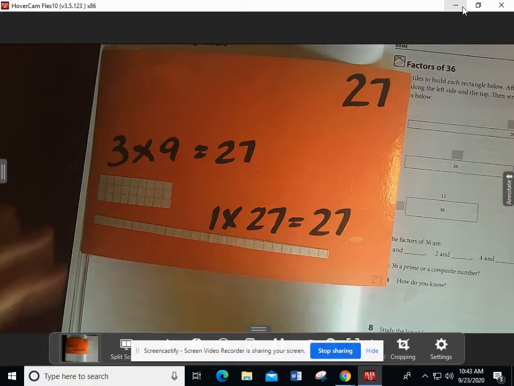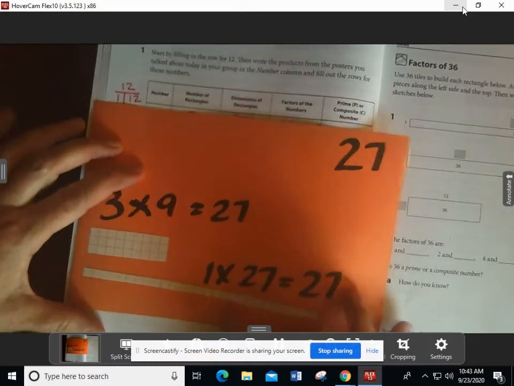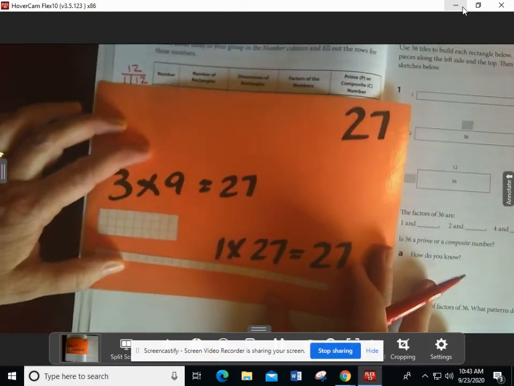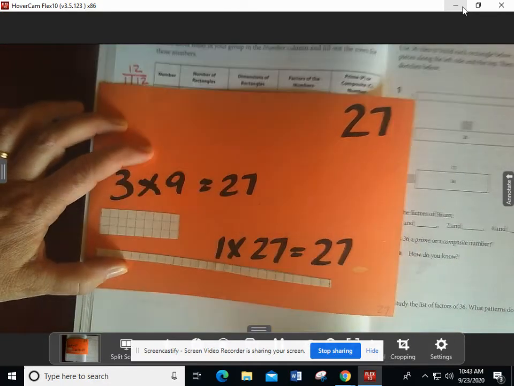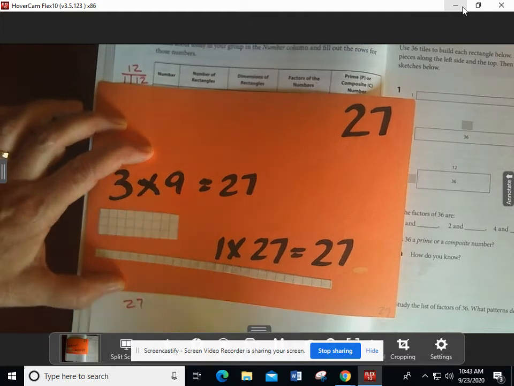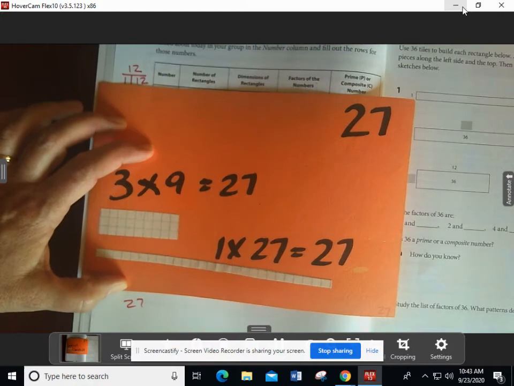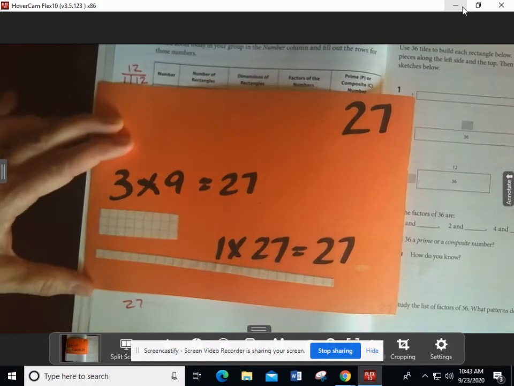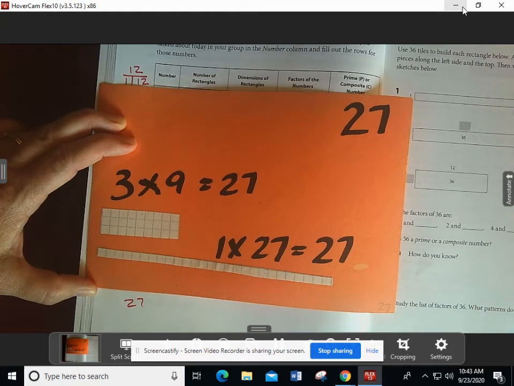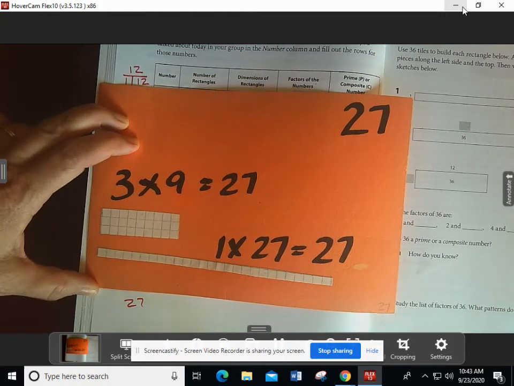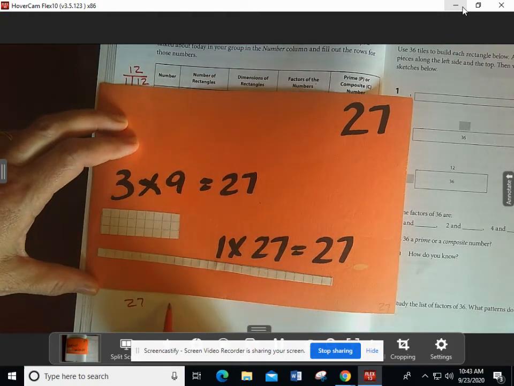Okay, moving on. Down here, I'm gonna work this through. Remember, it says on top the number. Our number is 27. It says number of rectangles. How many rectangles do we have? Show me with fingers. Some of you aren't paying attention. I need you to show me with fingers. There we go. There are 2 rectangles.